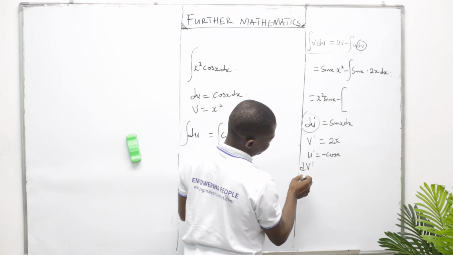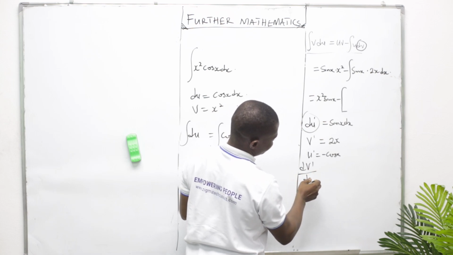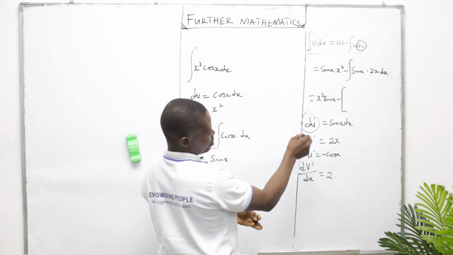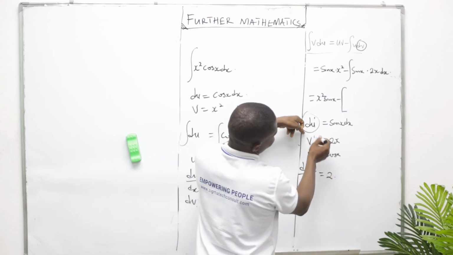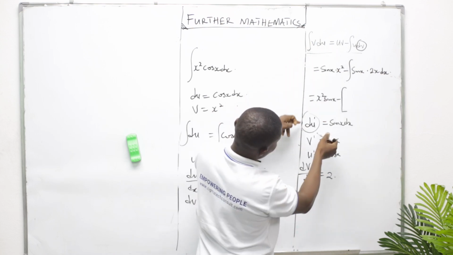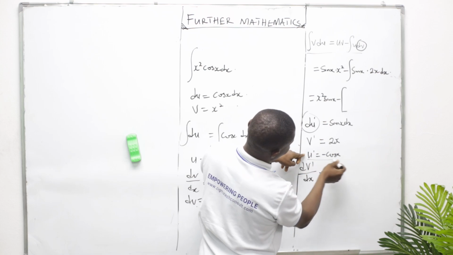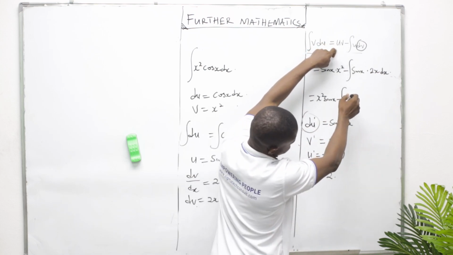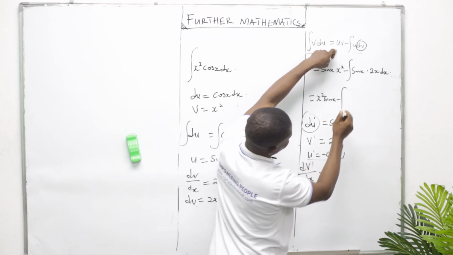Differentiating the new v, that is v prime, ds equals 2. So I have to fix it again. Forget about the prime, it is still the v. Then this u prime is still this u. So I want to fix it in here now. That's our u, what?